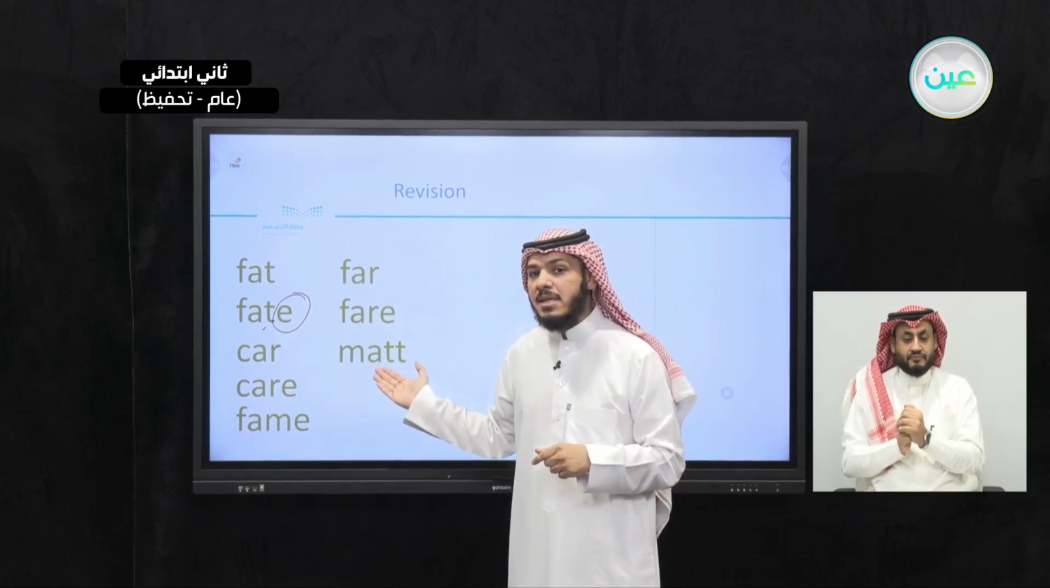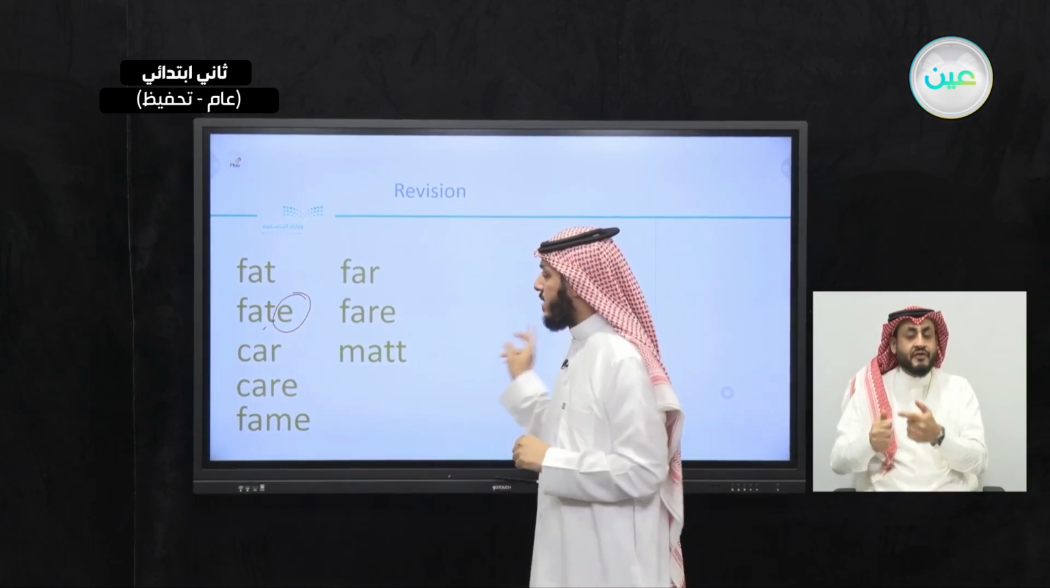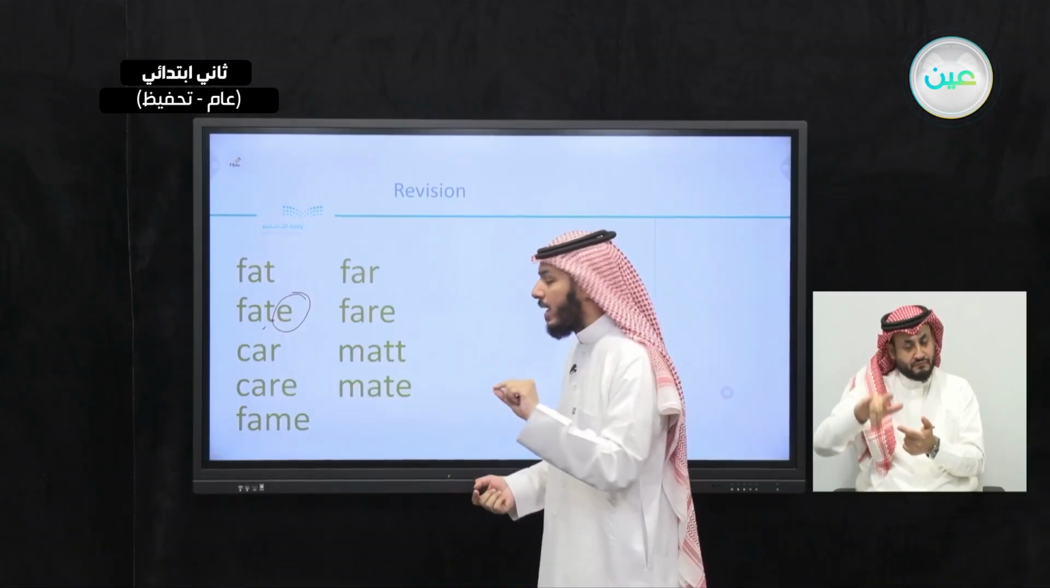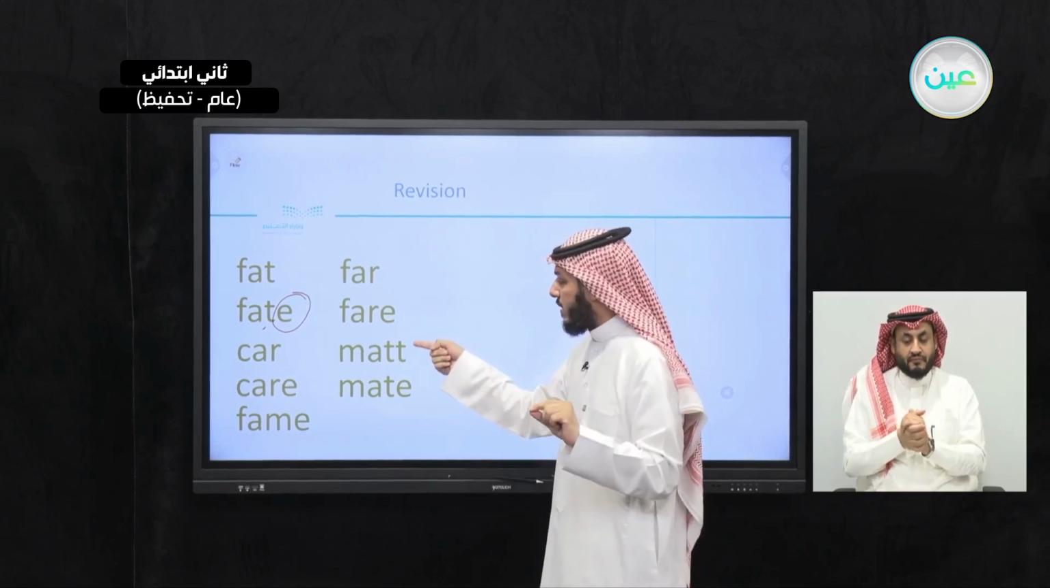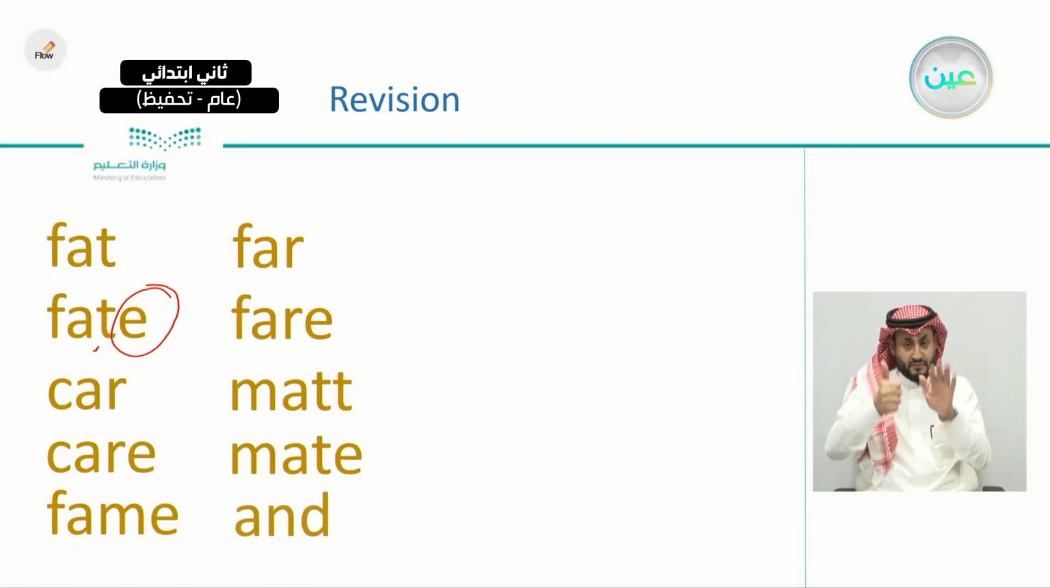Yes, it's mat. Perfect. Mat. Yes, that's right. Okay, what about this? We have A and E, so it is mate. Yes, that's right. Mate. So we have mat, mate. Perfect. Okay, what about this? It's easy one. It is and. Perfect. And. That's right.